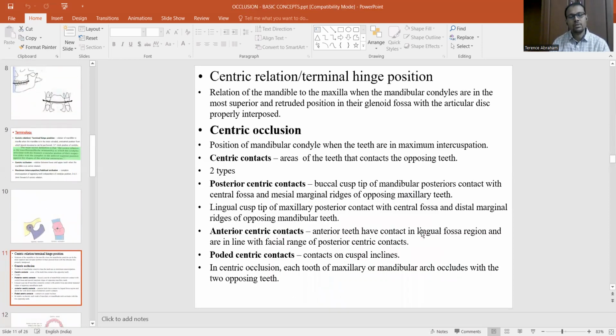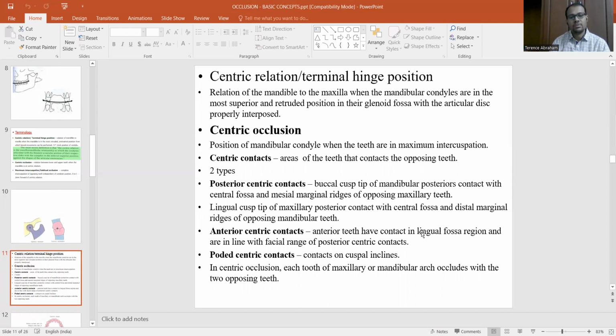As I told before, centric relation or terminal hinge position is a maxillomandibular relation when the condyle is at the anterior superior position of the articular eminence, or posterior superior position of the glenoid fossa. What is centric occlusion also? I have mentioned, it is an intercuspation between the teeth when the condyle is in the centric relation.